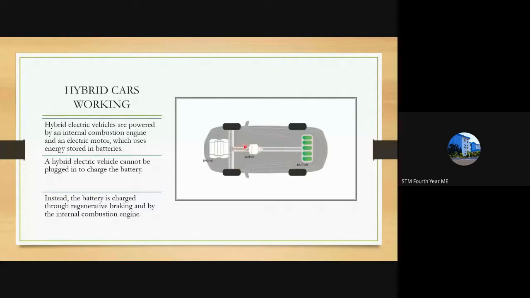It is normally present here itself, on the shaft or the axle, and the battery is charged through regenerative braking and by the internal combustion engine. So the engine provides the power, and also from the wheels by means of the braking system. When two motors are present, one more motor will be present here. So the power can again be transmitted from this motor to the battery. So this is how a hybrid car works.